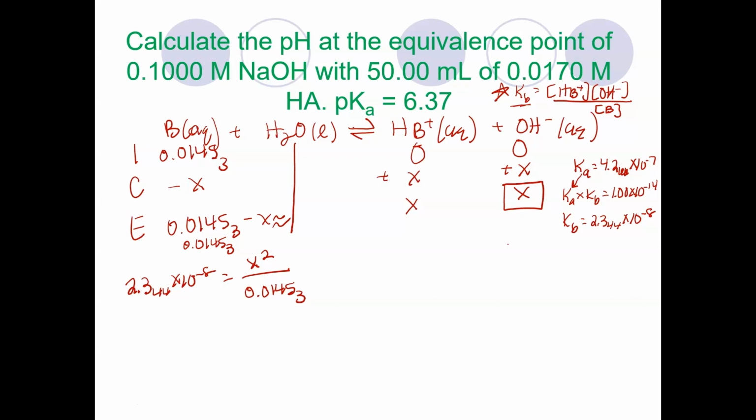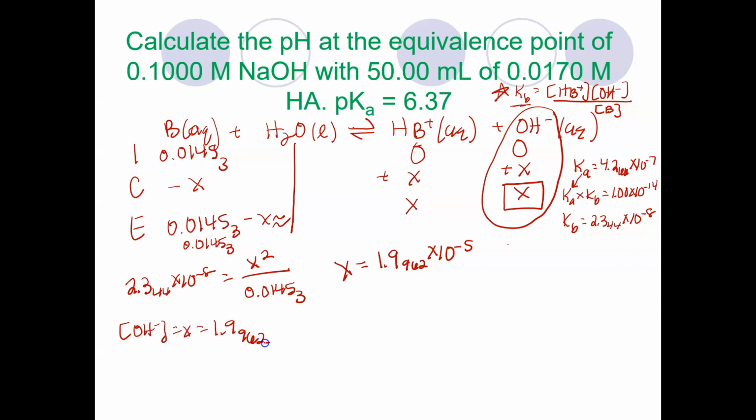So now I'm going to cross multiply and square root. When I do that, what I get for x is 1.9962 times 10 to the negative 5th. So that's equal to x. And the whole point of this is to get the pH. So what I need to know is hydroxide ion molarity. I know that OH minus is equal to x, which we found was 1.9962 times 10 to the negative 5th. So what I'm going to do is plug the OH minus number into the pOH equation.